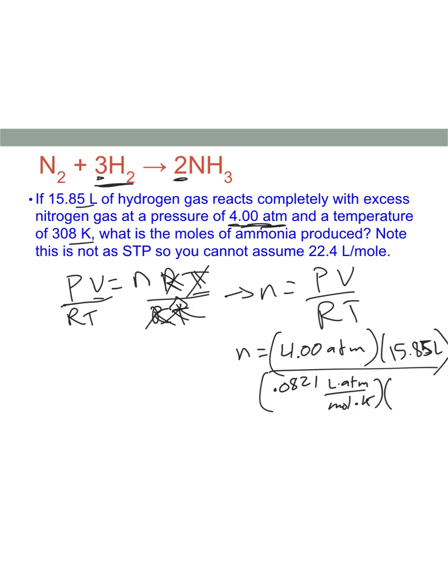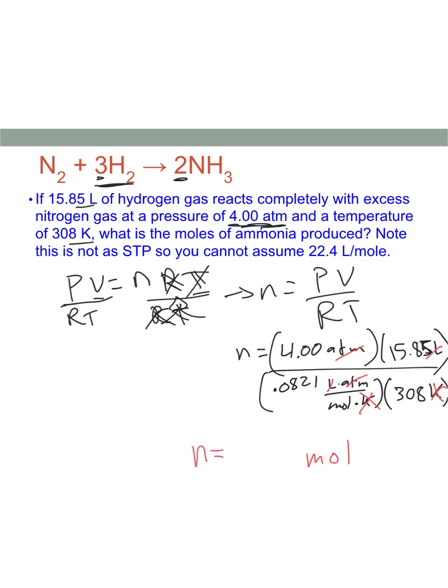And T in this case is already in Kelvin, so I don't have to convert it. It's 308 Kelvin. So let's see if all the units cancel out and it makes sense. I cancel out atm with atm, liter with liter, Kelvin with Kelvin, and the only unit I have left is mole, which makes sense because I'm looking for n, which represents mole.